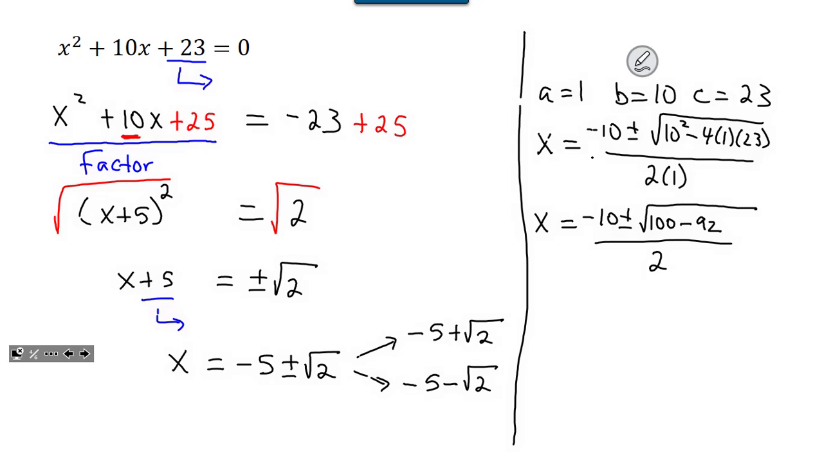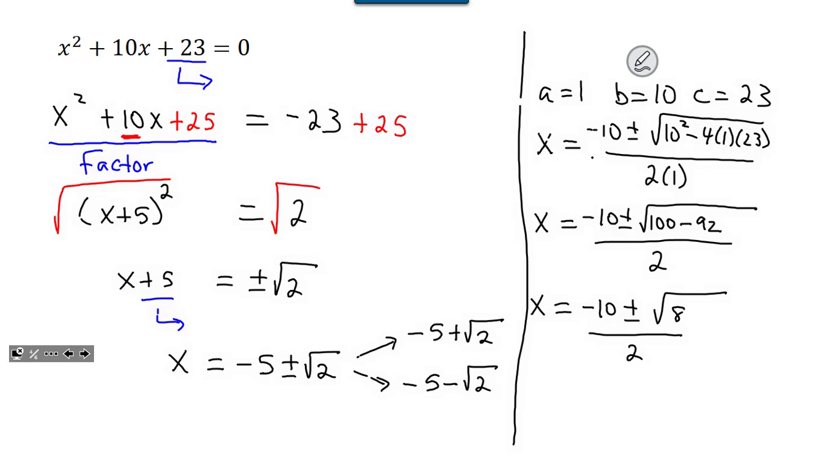So watch your signs. This is where you can make mistakes with the quadratic formula. So be real careful about that. So I did 10 squared, which gives me 100, and then 4 times 1 times 23. Multiply those 3 numbers together, gives me 92. And use your calculator if you need to use your calculator to help you with the multiplying and the squaring and things of that nature. There's nothing wrong with that. So this gives me negative 10 plus or minus the square root of 100 minus 92, which gives me 8. All that divided by 2.